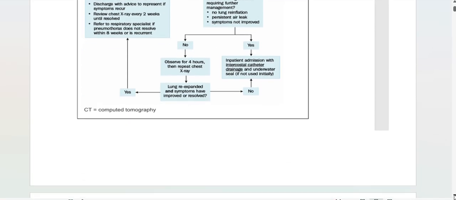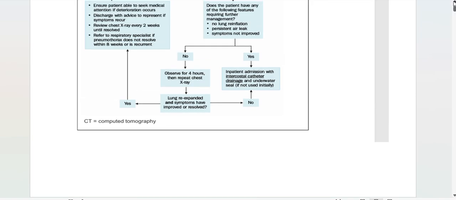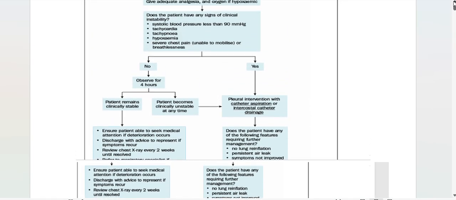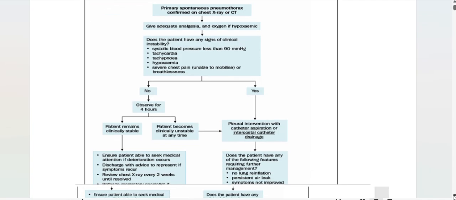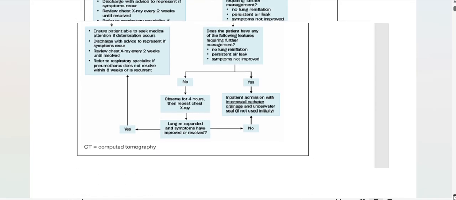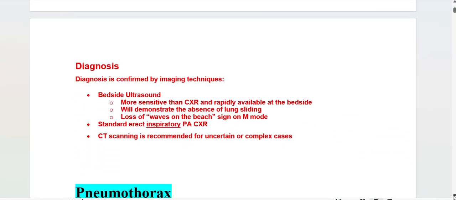Okay, understand? This table, if you learn this table, definitely you will get through all the questions. Not all the questions, but almost 70% you can get. So how do we diagnose pneumothorax? Diagnosis is confirmed by imaging techniques, as we read: X-ray and CT.